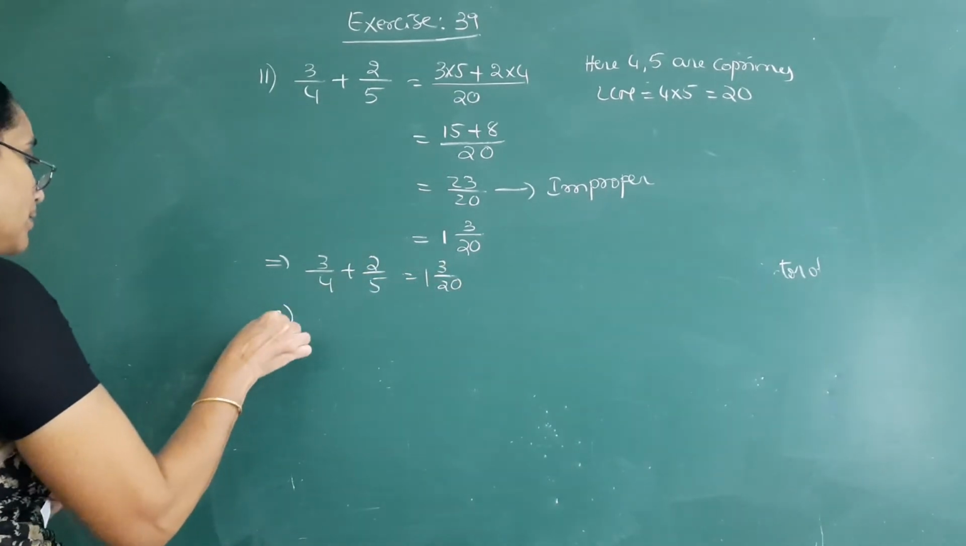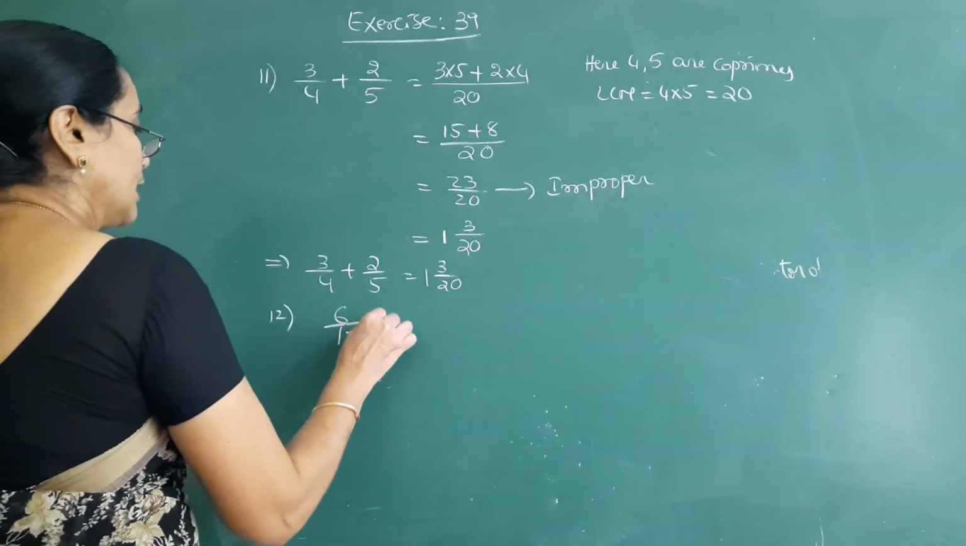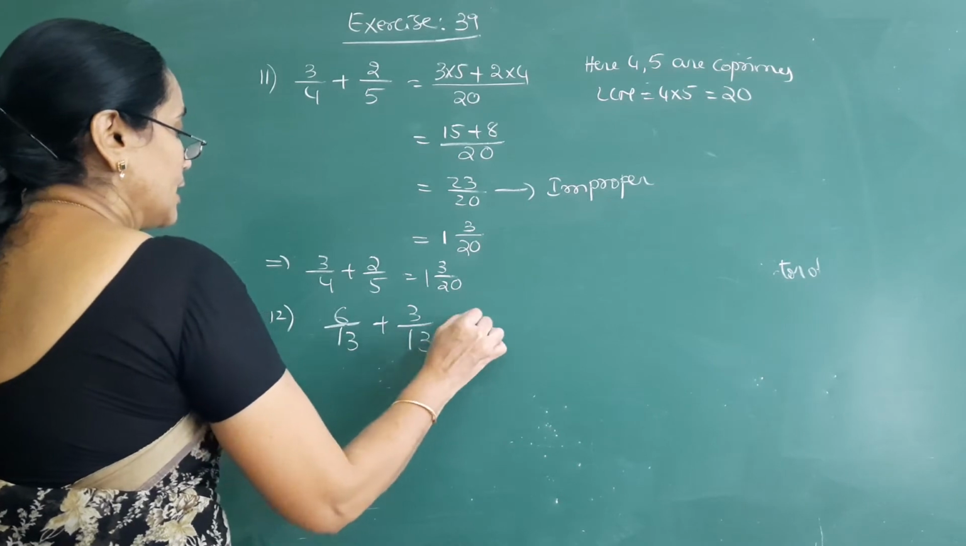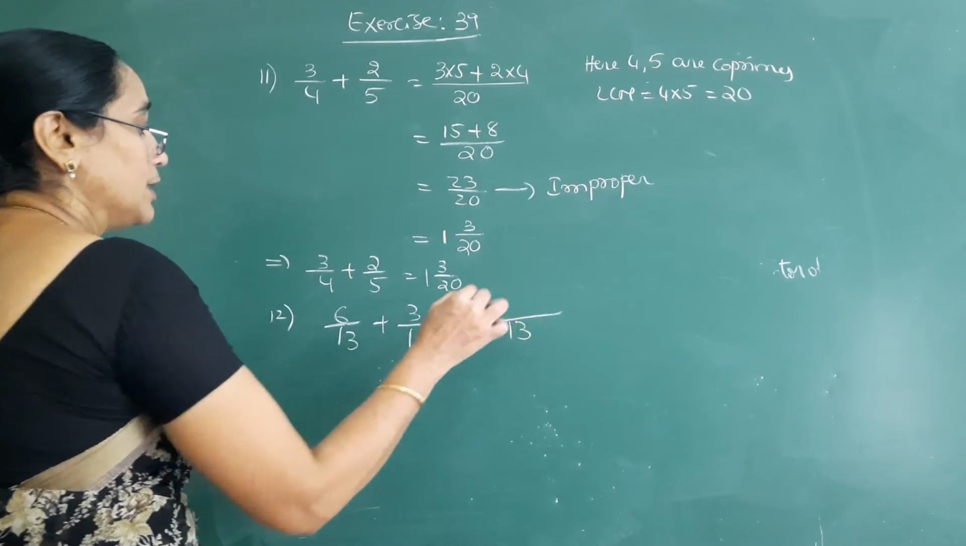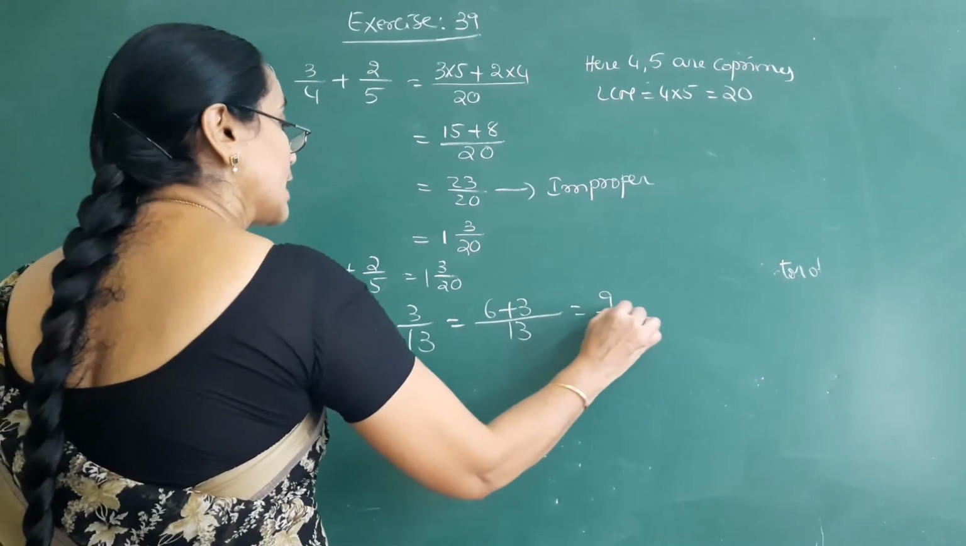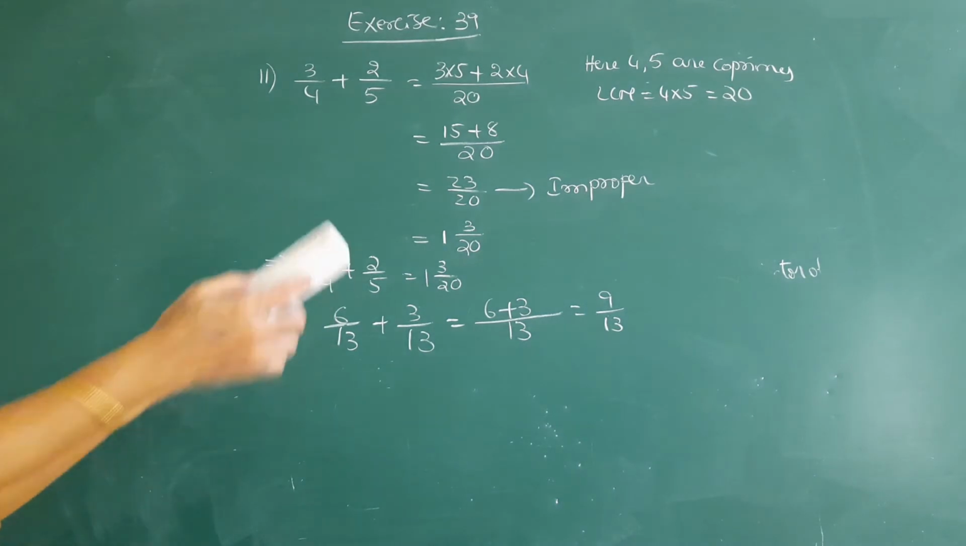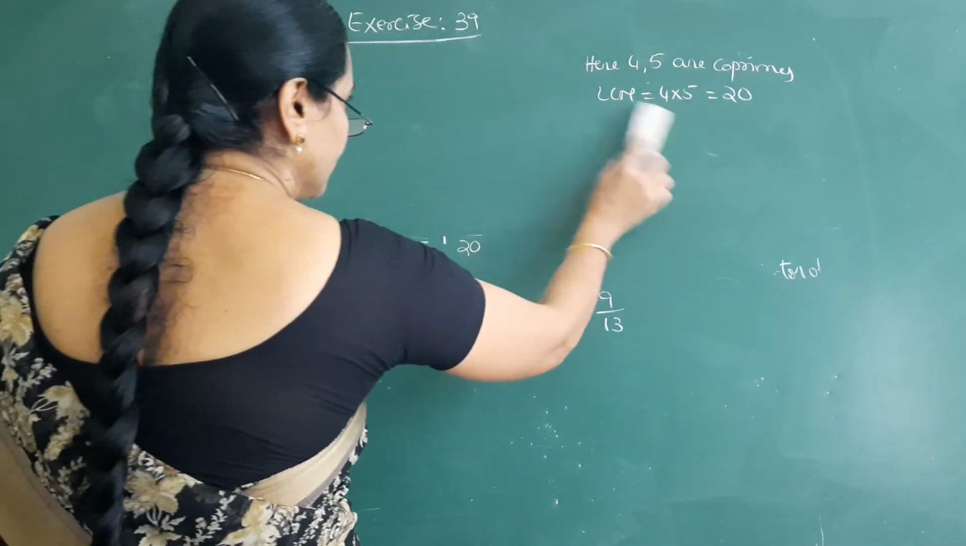See the 12th problem. 6 by 13 plus 3 by 13. Here these are like fractions. Write down the common denominator as the denominator and add the numerators. It is 9 by 13. See the next problem.